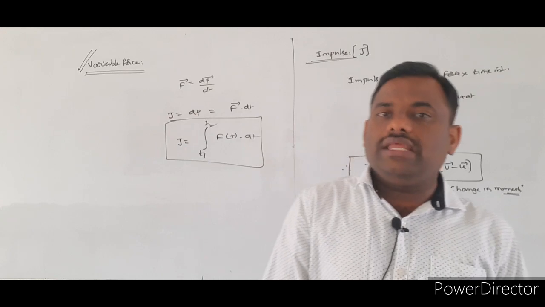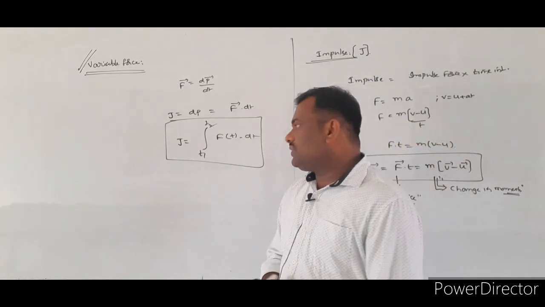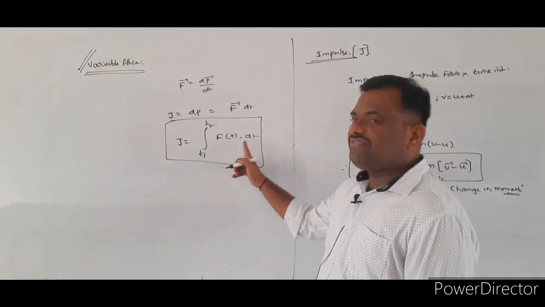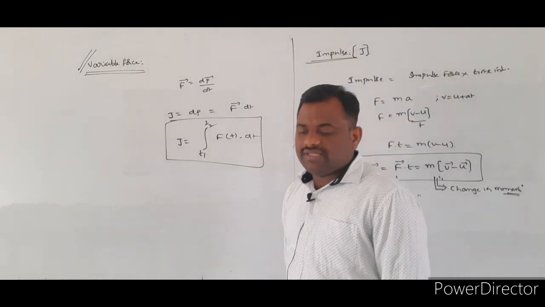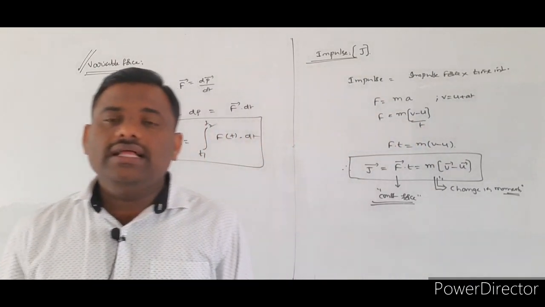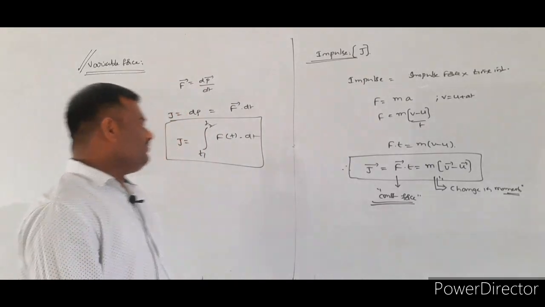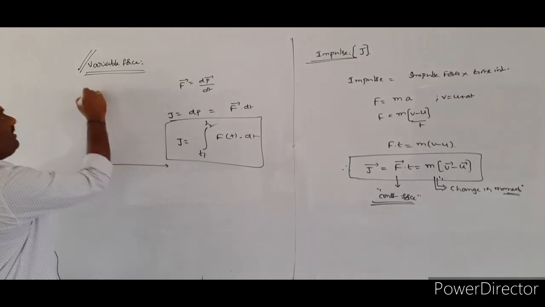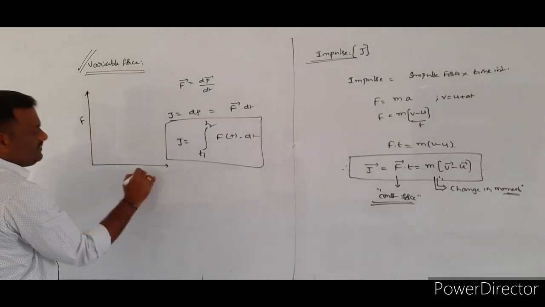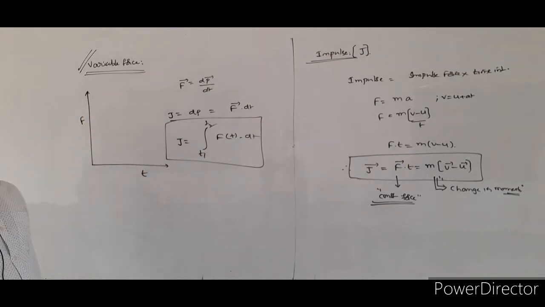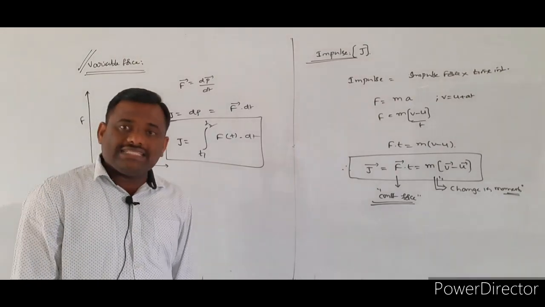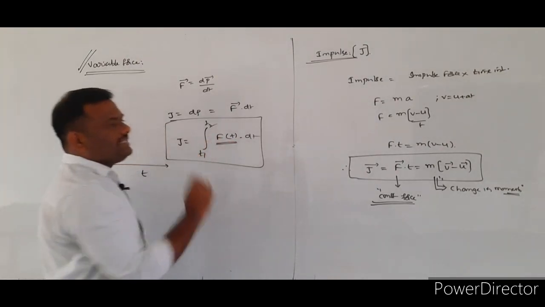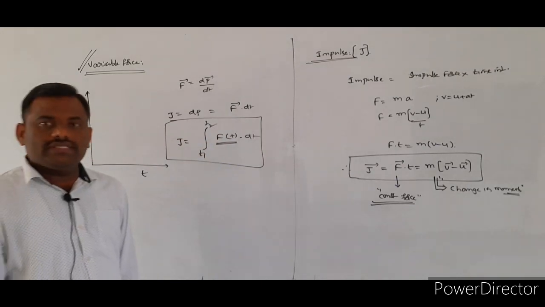The force is a variable function of time, so J is equal to the integral from t1 to t2 of F(t) dt. This is the formula for the impulse when the force is a variable force. If you draw a graph between the force and the time, why? Because here we already said that the force is a variable function.